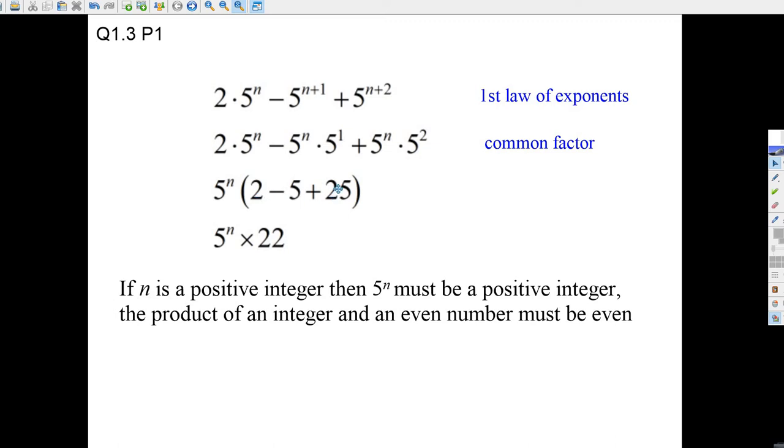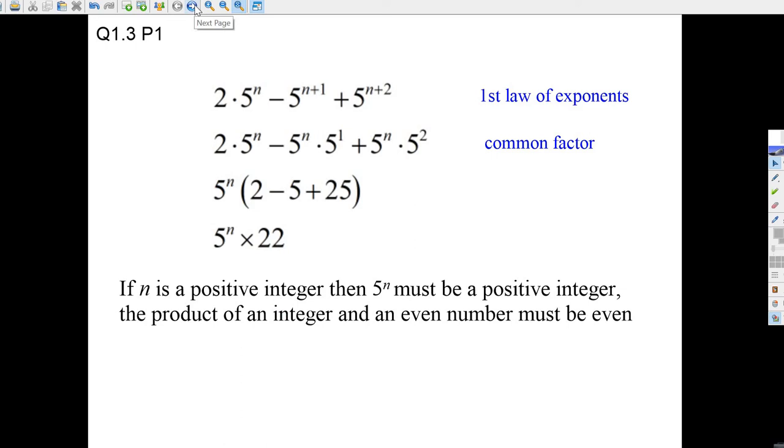Well, 2 minus 5 plus 25 is 22. Now the question is, show that if n is a positive integer, this number has got to be even. If n is a positive integer, like 1, 2, 3, and you take a multiple of 5, you're going to end up with another integer. It must be a positive integer. And if you take a positive integer, no matter whether it's odd or even, and you multiply it by an even number, it's got to be even. So that's your answer. This is showing that 5 to the n times 22 is even. Maybe you have to make some kind of statement like this. We'll have to wait for the memo.